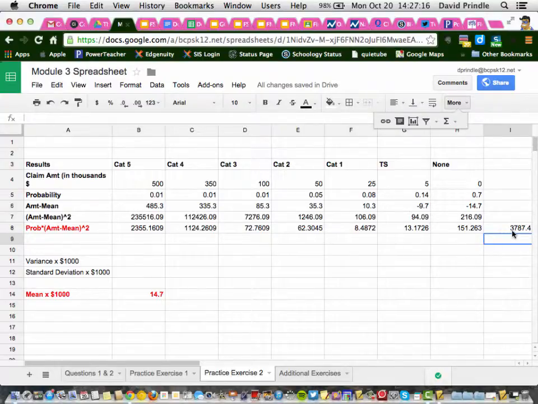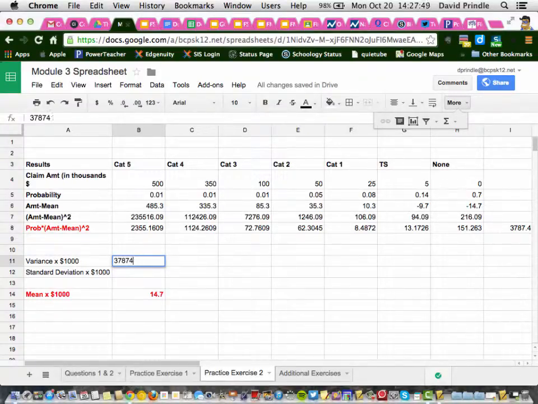Now this number here, the 3787, goes into this spot right here. So you can do a Command C if you want, and Command V. Whoop, it didn't like that. So just put the number in there, because the variance is 3787 point, was it four? Four what?